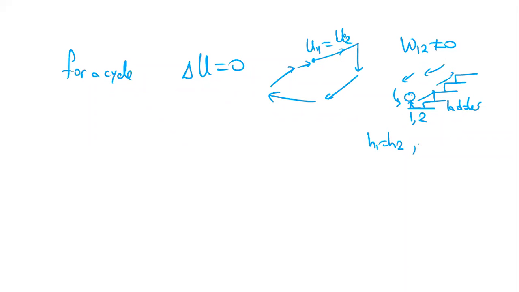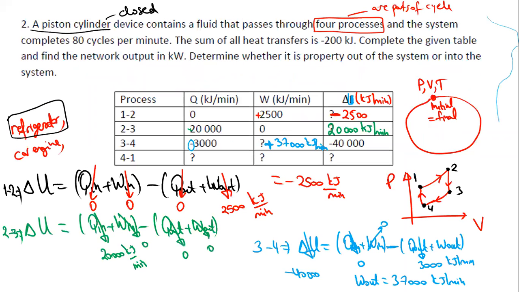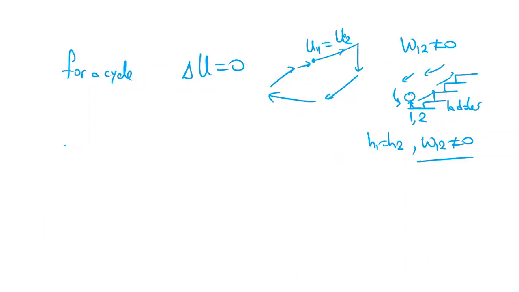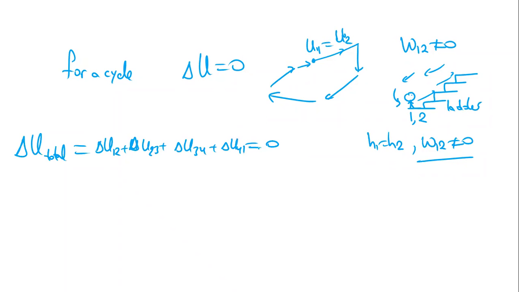The height doesn't change, but you will do some work, which is not equal to 0. That is very clear, because you go up and then come back, so the work should not be 0. Therefore, for cycles, the work and the Q are not 0, but only the internal energy change is 0. So the right-hand side terms, when you add them, should be 0. Therefore delta U total should be equal to delta U 1 to 2 plus delta U 2 to 3 plus delta U 3 to 4 plus delta U 4 to 1, which should be equal to 0.